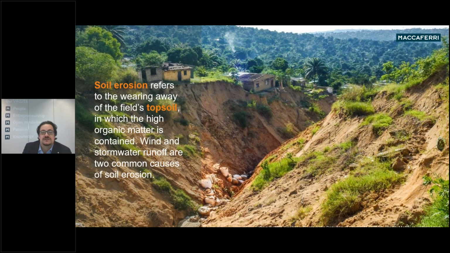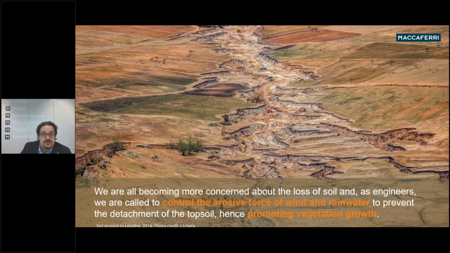This causes the loss of soil, and it creates a huge problem that today is becoming more and more sensitive. For this reason, engineers are called to find solutions that could stop the erosive force of wind and rainwater. And to prevent this soil loss, it is fundamental to promote vegetation growth.